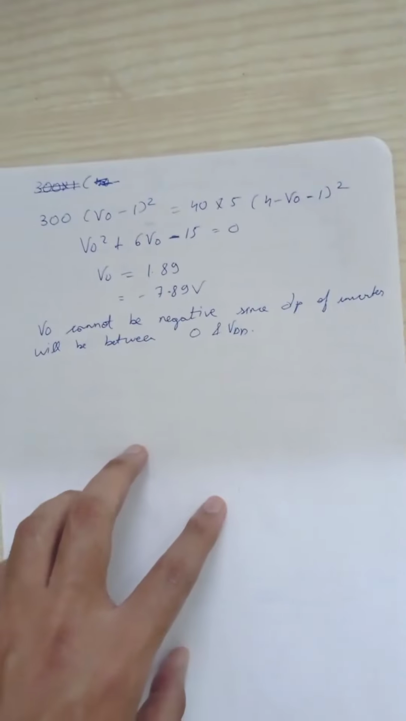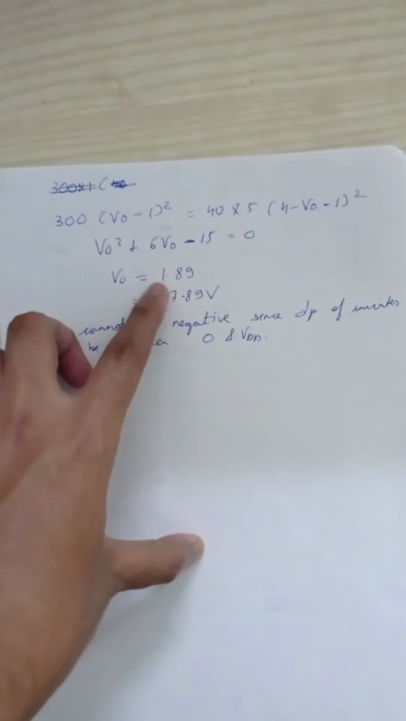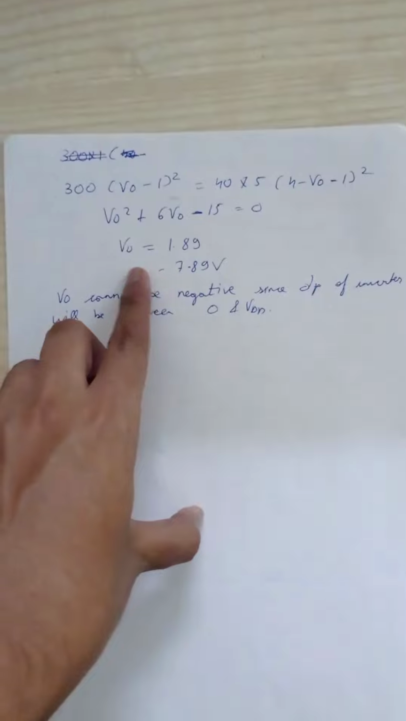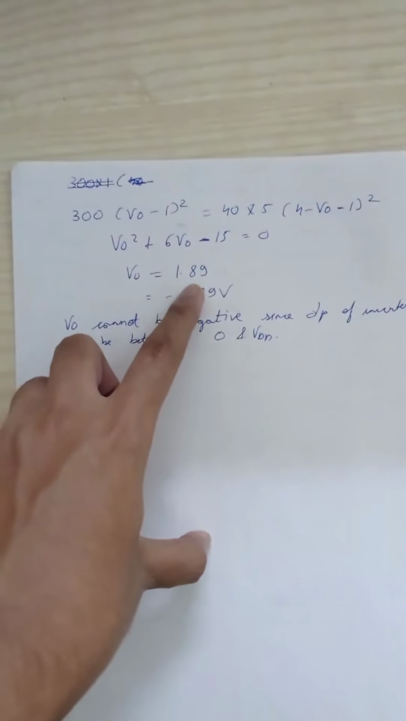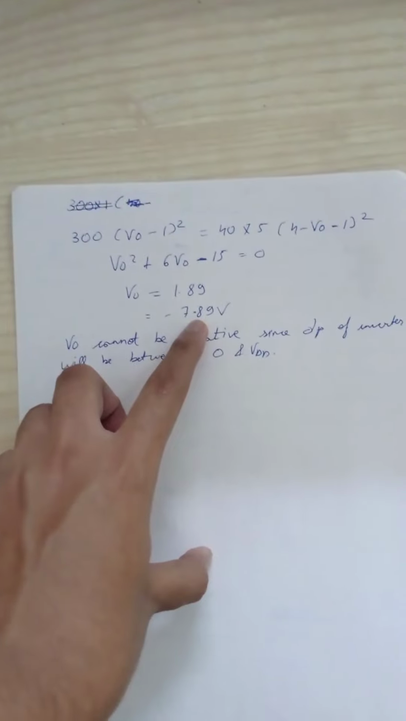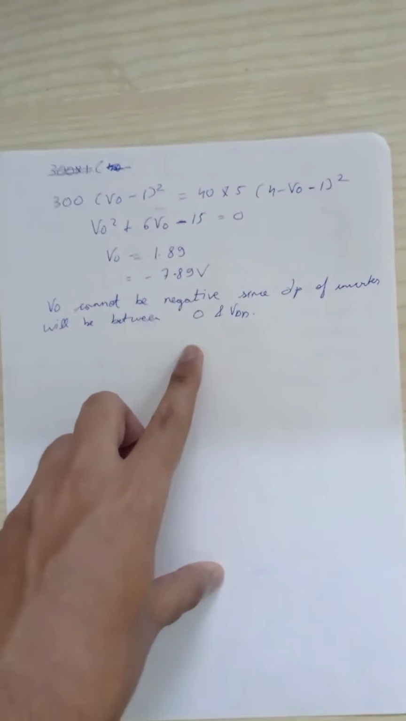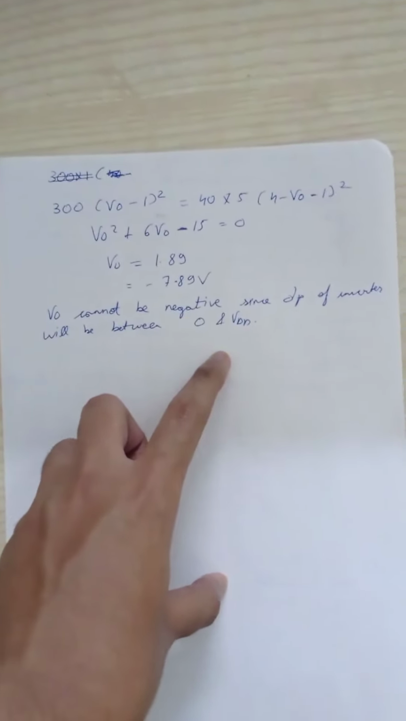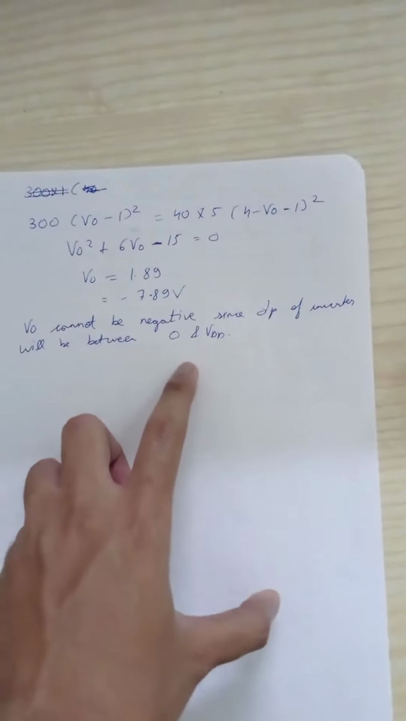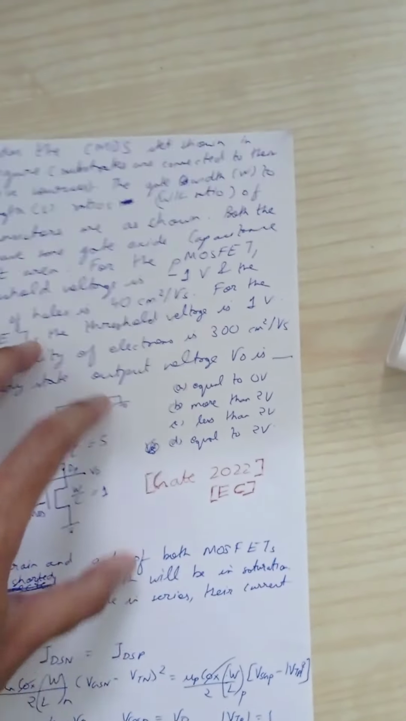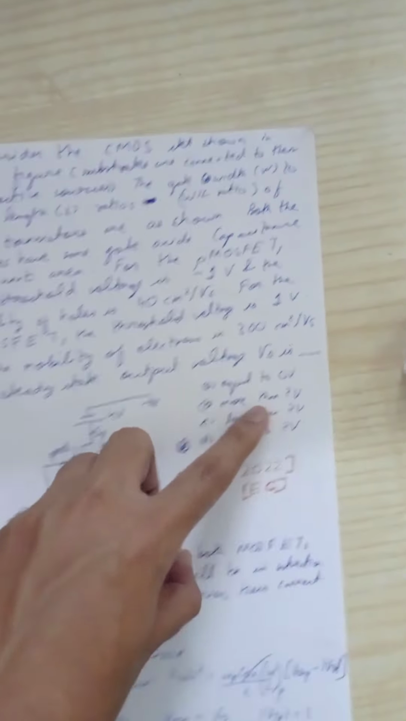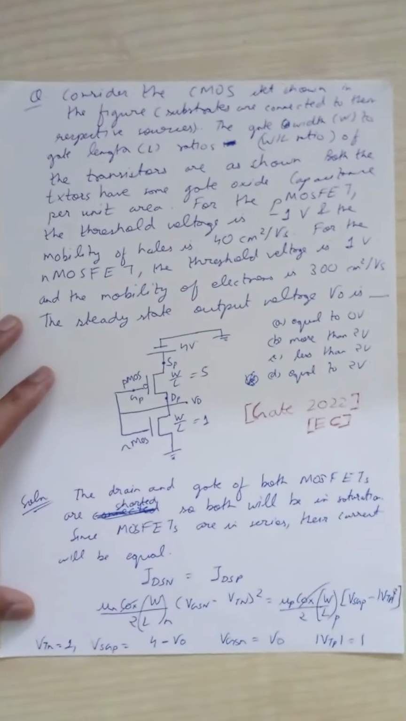So if we solve it, we will get a quadratic equation. So when we find the value from this quadratic equation, then V0 will be equal to 1.89 volt and minus 7.89 volt. But V0 cannot be negative, because this is an inverter, so its output will be between 0 and VDD. So the option which will be correct is less than 2 volt. So this is the answer. Thank you.